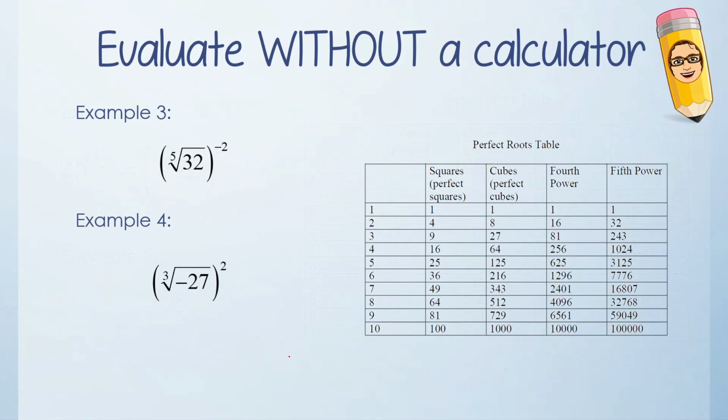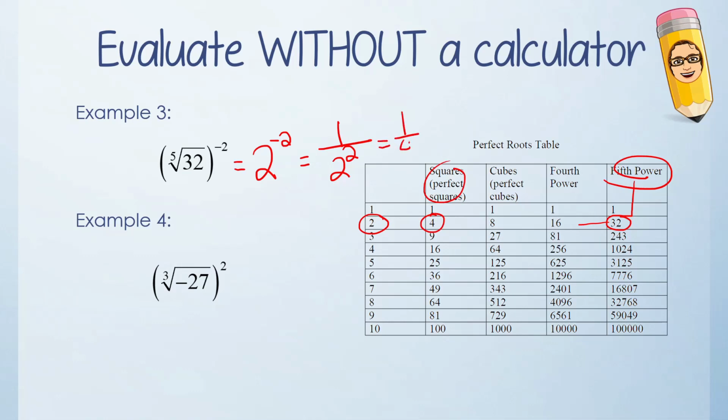Let's try example 3. So I am already in radical notation. I don't have to change it, but I'm going to start in the 5th power column. I'm going to go down until I hit a 32, and then I'm going to go over until I hit a 2. So this is technically 2 to the negative 2. I'm going to change that so it's 1 over 2 squared. Then 2 squared is 4. So this is 1/4. Go ahead and try this last one for me.